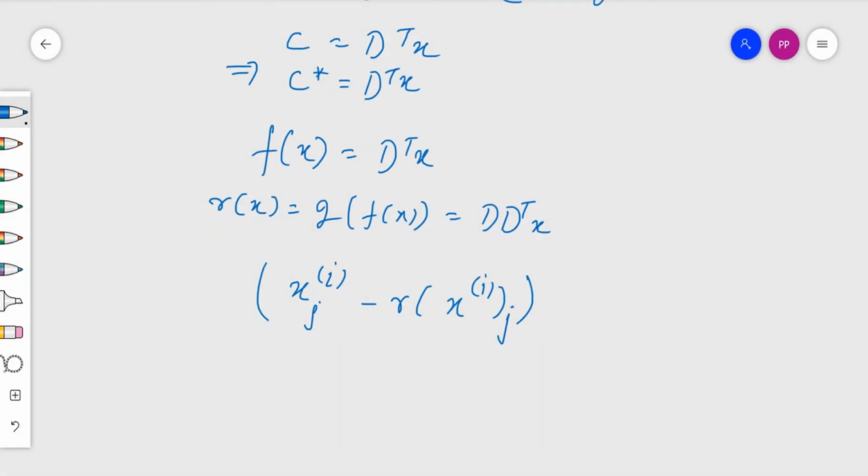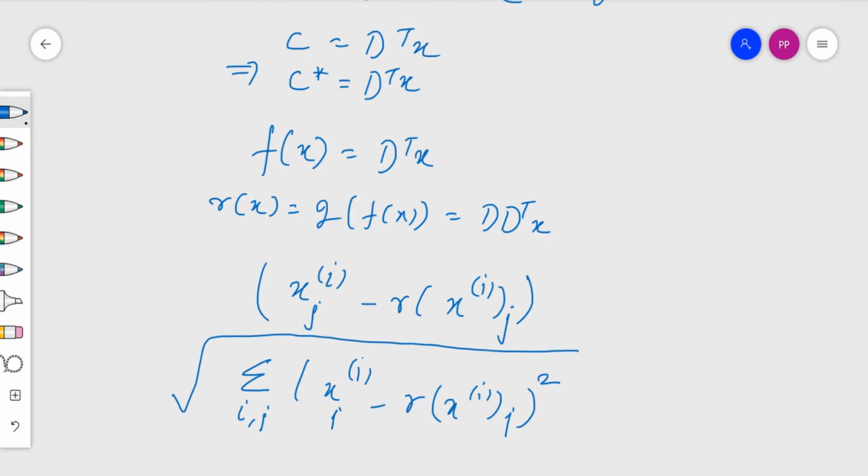So what we should do for this, we have to minimize the norm. What is the norm? We just write down the norm. This is sigma i, j, x_ij minus r of reconstruction of x_ij, and whole square of this, square root of it.